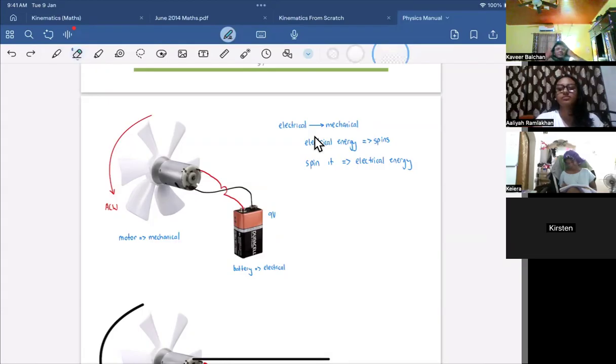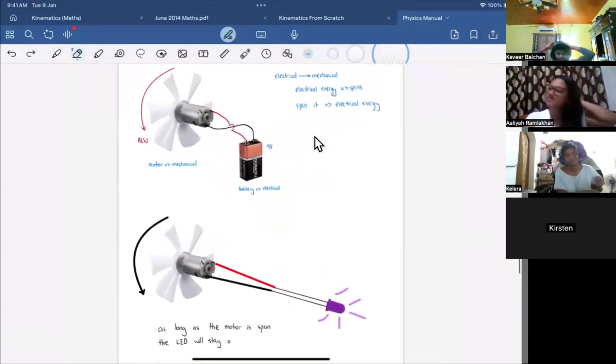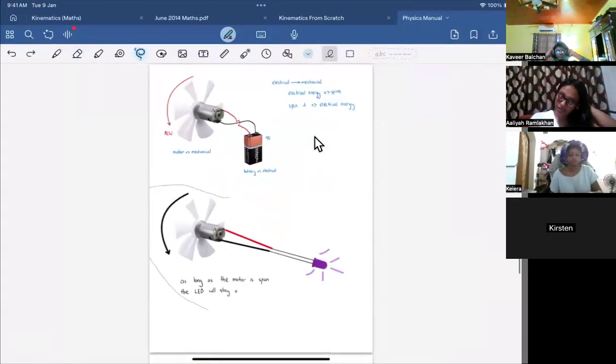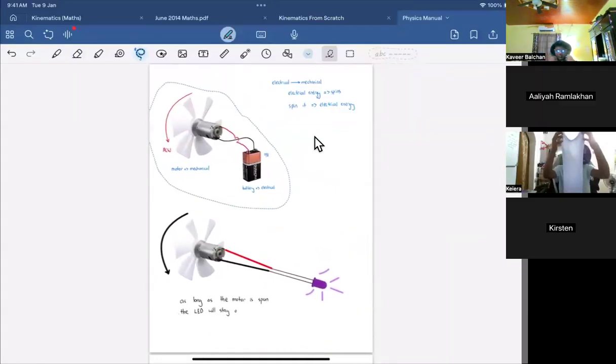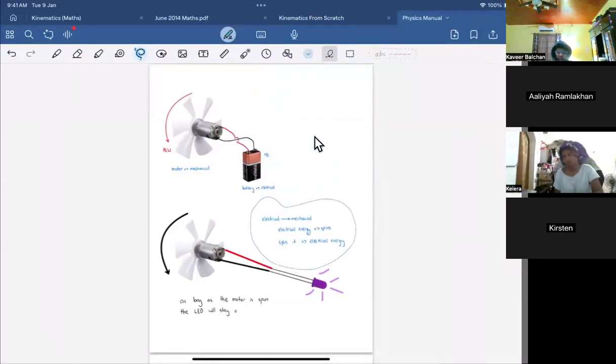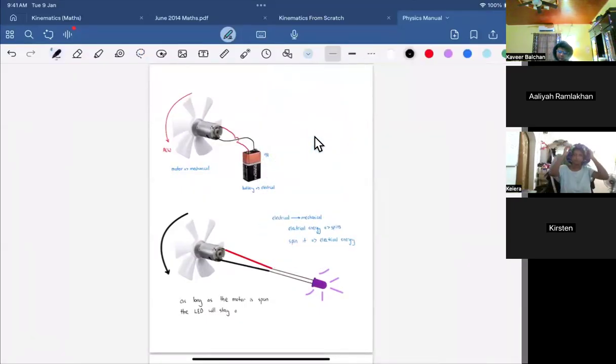Anyways, so let me look at the two scenarios. We have a motor acting as a fan, and we have a motor acting as a generator. So over here we have a DC motor.